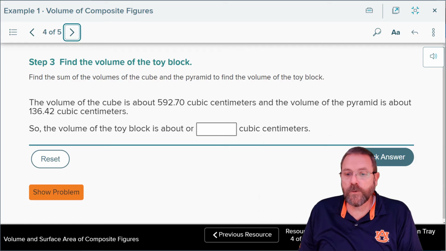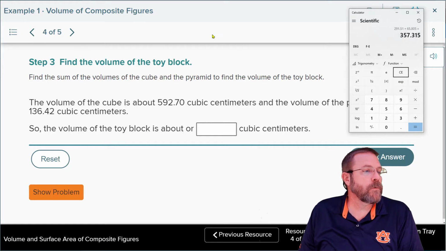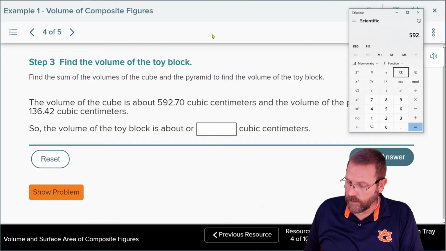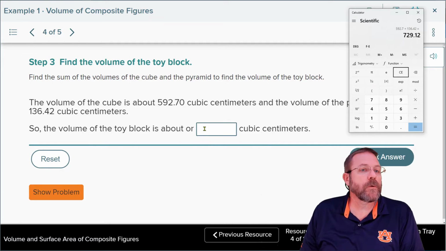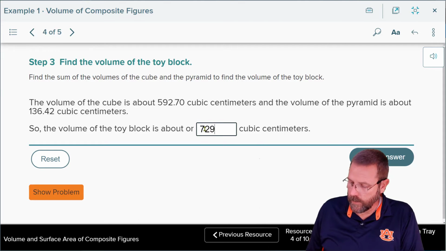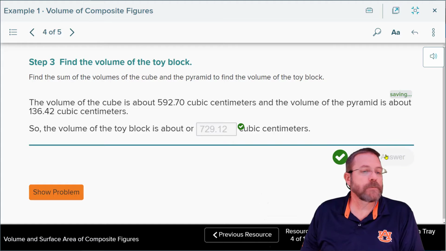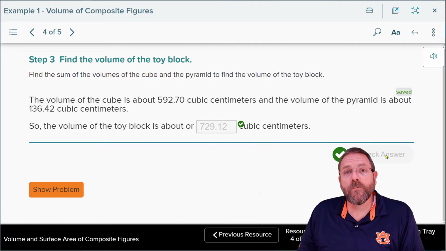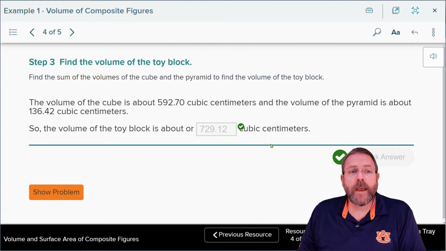Next, all we have to do is add those values together. So let's take a minute with our calculator and do just that. 592.7 plus 136.42 equals, and we get a final answer, rounded to the nearest hundredth, of 729.12. Check, and the problem checks. Really not that hard to do these. That one was a really simple one. Somehow I doubt they're going to give us all of them that are going to be that simple.